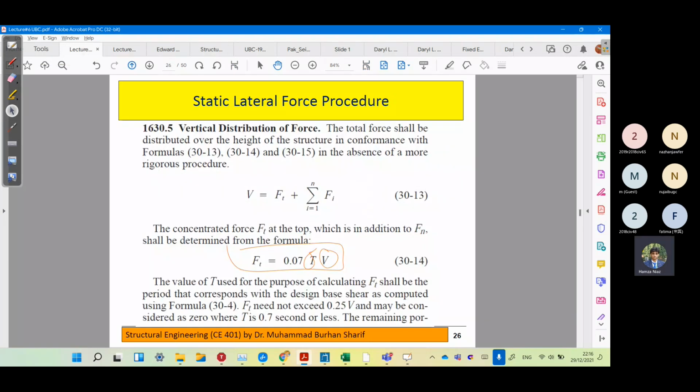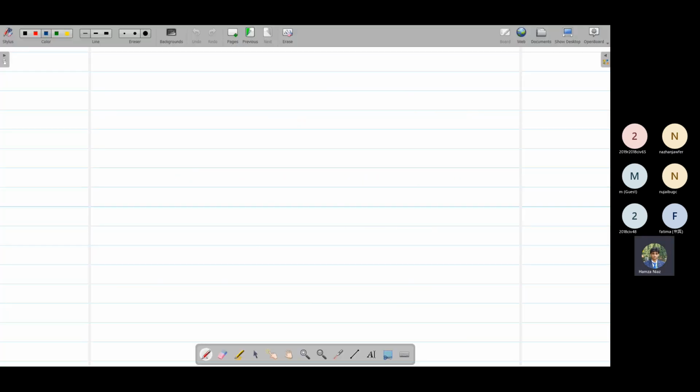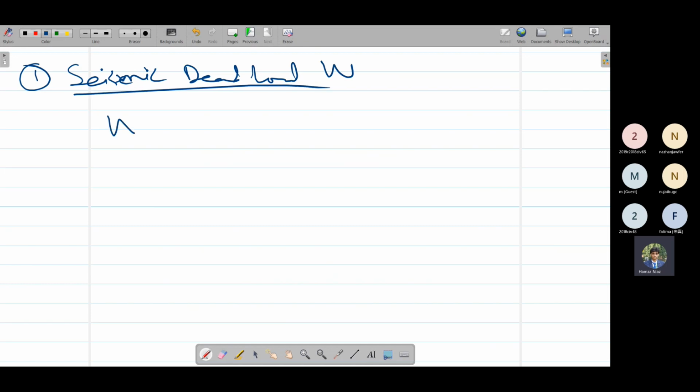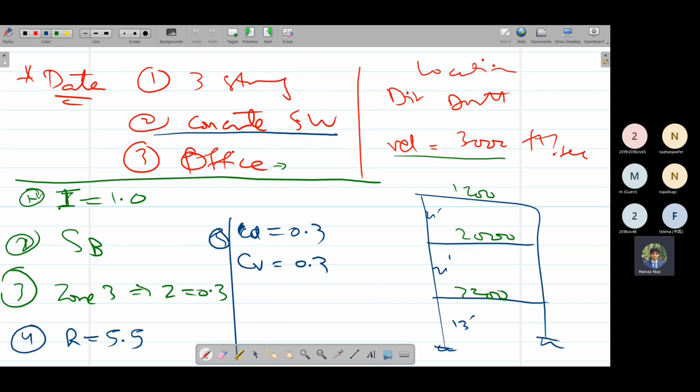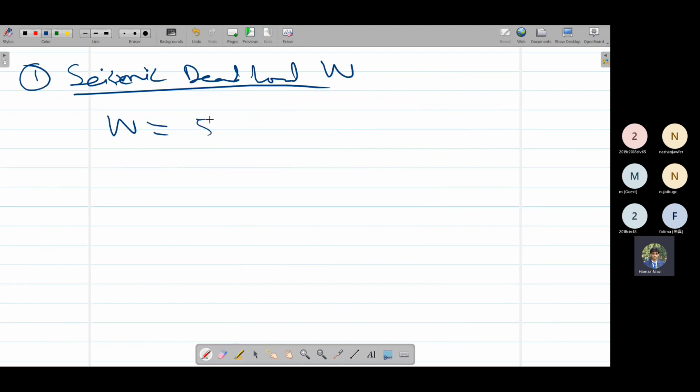After calculating these values, the first step of the question would be to calculate the seismic dead load. Seismic dead load W is simply the dead load on all stories, the summation of all dead loads. So our dead load would be 5900 kips. Simply this is the dead load.